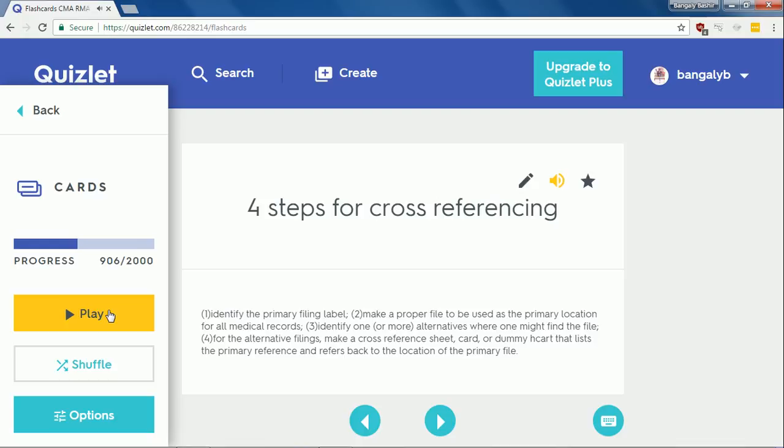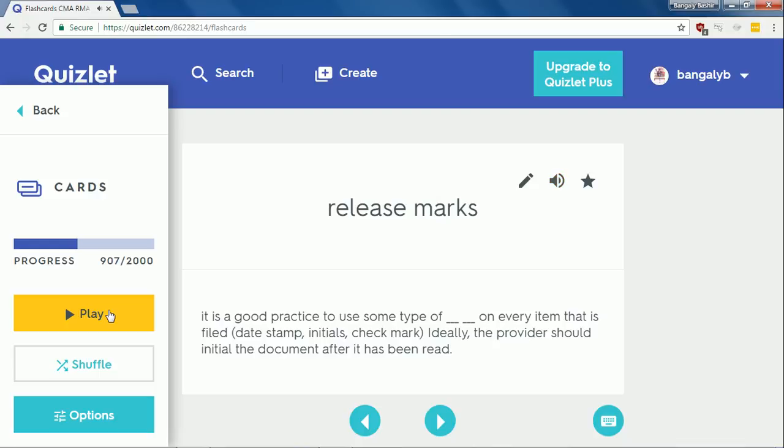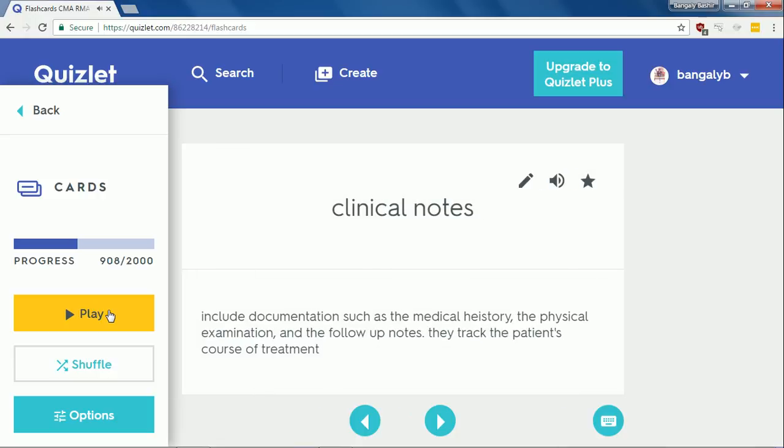4 steps for cross-referencing. Release marks. It is a good practice to use some type of release mark on every item that is filed. Ideally, the provider should initial the document after it has been read. Clinical notes include documentation such as the medical history, the physical examination, and the follow-up notes. They track the patient's course of treatment.